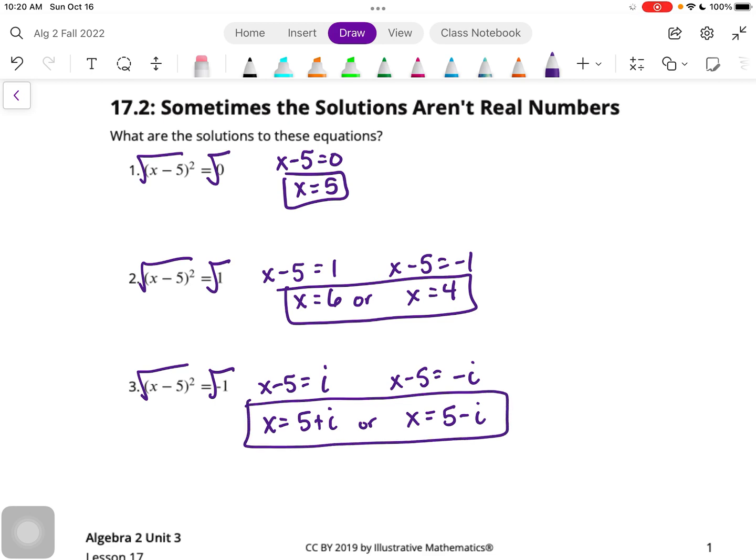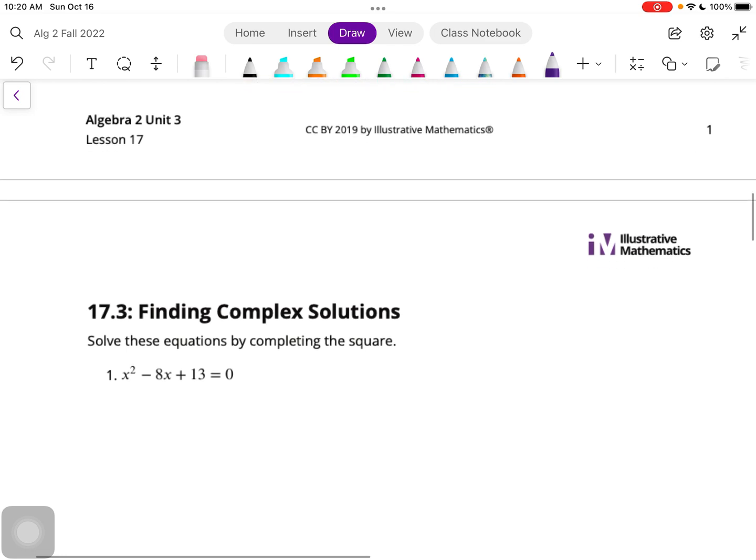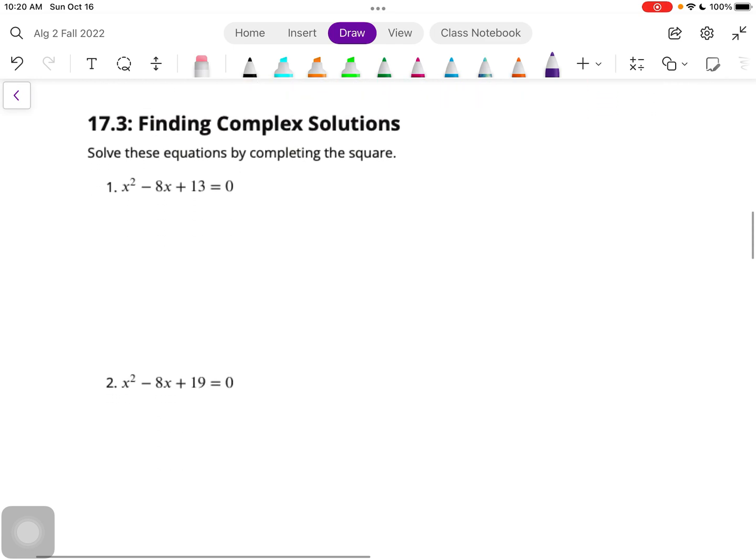All right, now we're going to take a look at finding complex numbers, and we're going to solve by completing the square. Hopefully you remember how to do this from Algebra 1, but if not, we're going to take a look at how we can do this. All right, so there are multiple ways you can complete the square. I will show you one way.